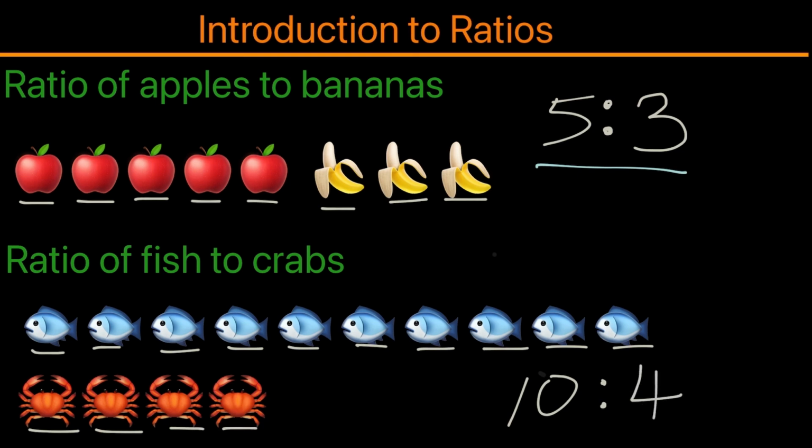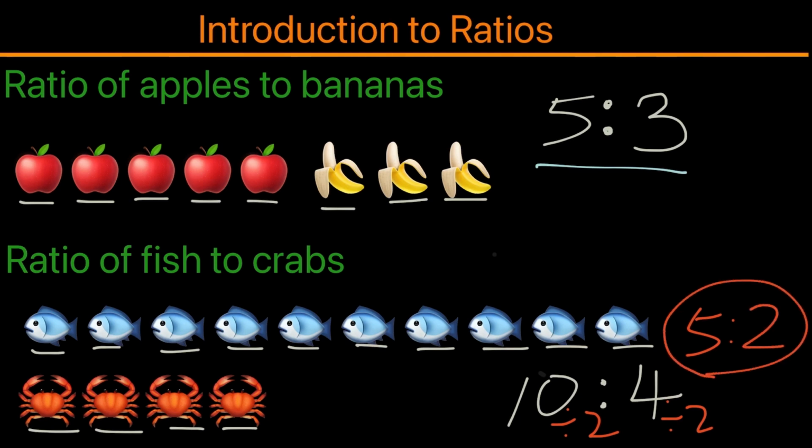And in this case, 10 to 4 can be simplified. So they could both be divided by 2. So we can rewrite it as 5 to 2. And that's the answer.